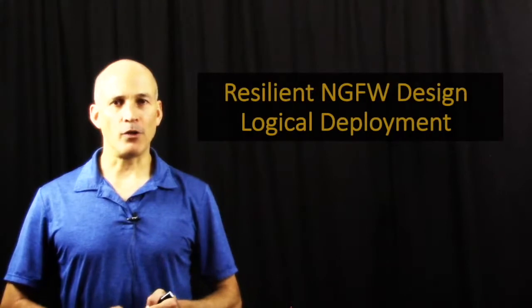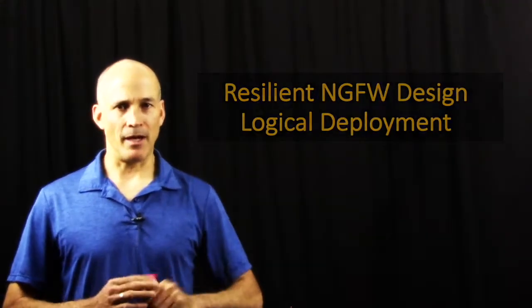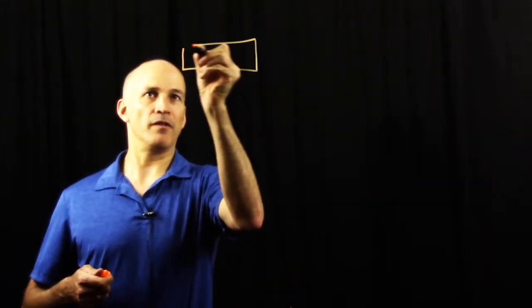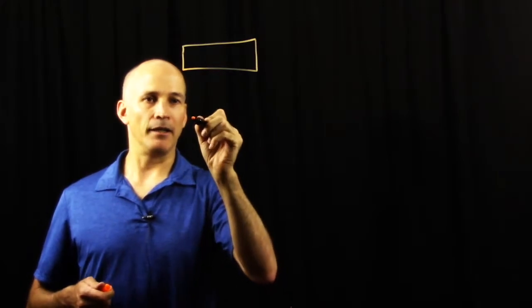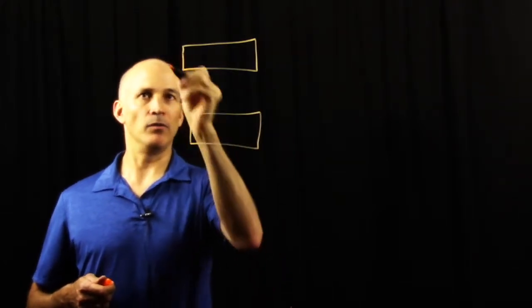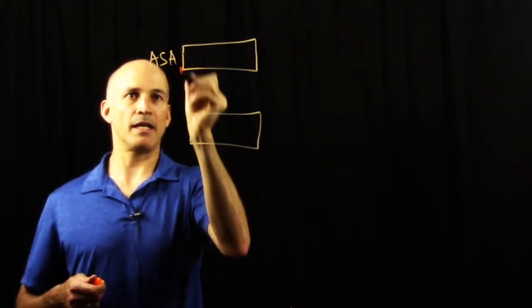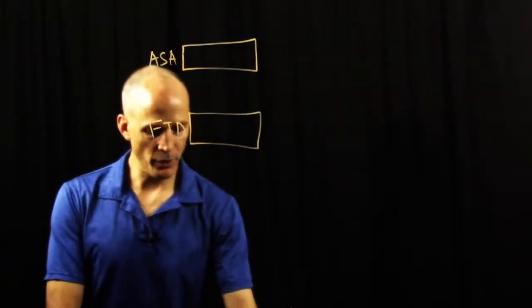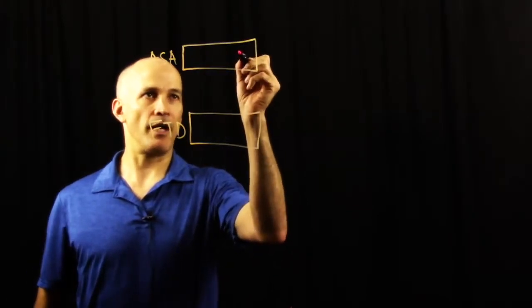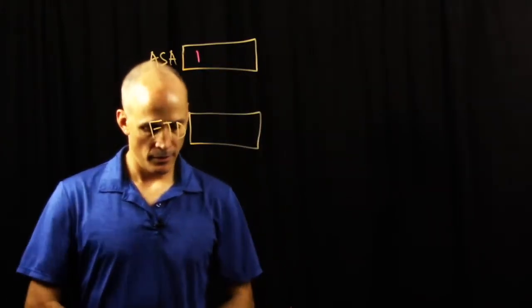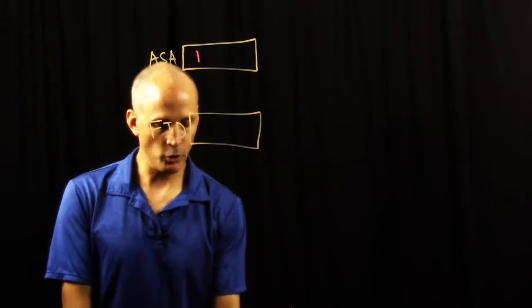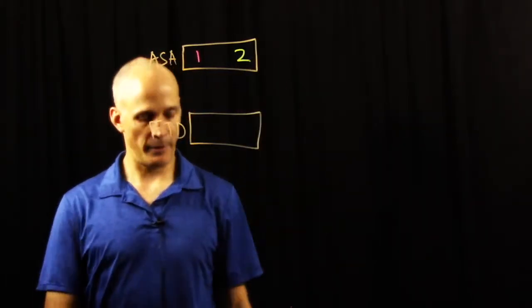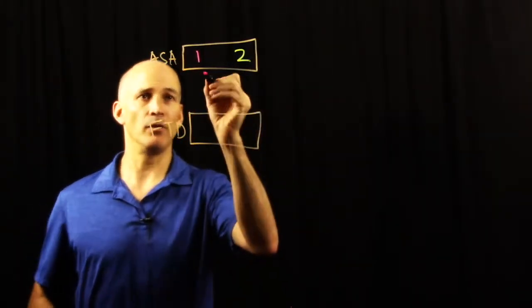Now we're going to talk about the logical deployment for the Resilient design. Because we have an ASA in HA, we're going to represent it using one device here, and we've got FTD down below, so packets would flow through an ASA directly connected to FTD. But because we're using multi-context, we're going to represent that using multiple colors here. So here we are with context 1 and context 2.